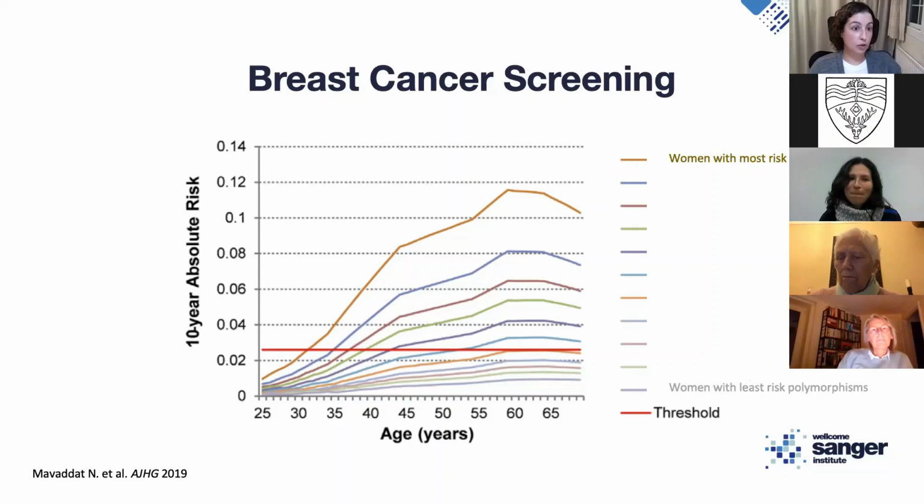So we can now start thinking that we might use this PRS in order to identify the groups of women for which it might be beneficial to have a mammography screening at early ages. So that might be one of the uses.